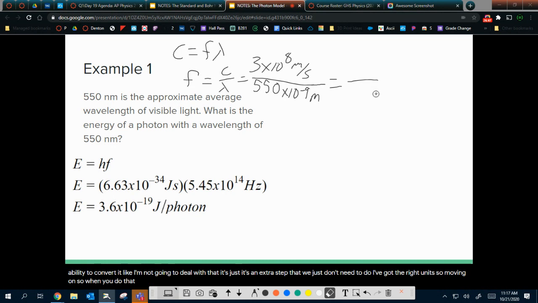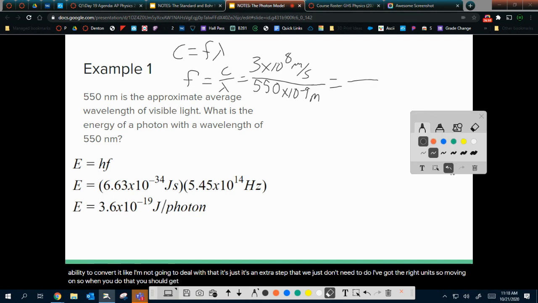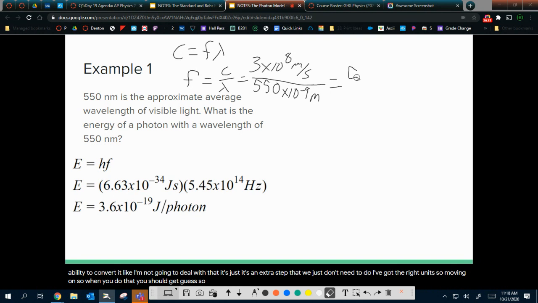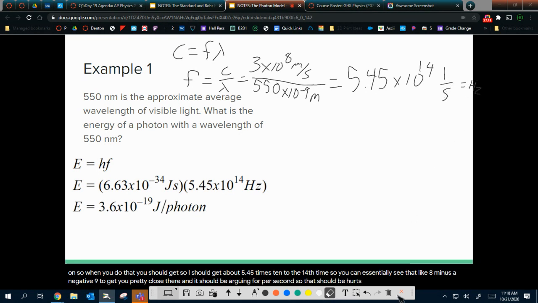So when you do that, you should get about 5.45 times 10 to the 14th, right? So you can essentially see that 8 minus a negative 9 should get you pretty close there. And our units are per second, so that should be hertz, which is what you see over here. So theoretically, I calculated that right. And then you plug that in here with Planck's constant to get your energy.